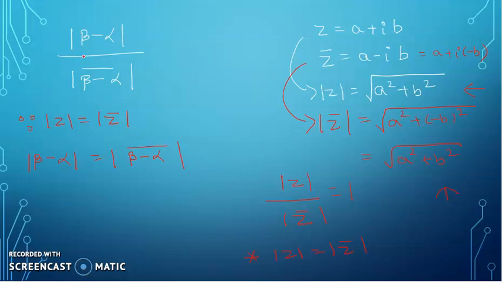Alpha and beta are complex numbers, so beta minus alpha is also another complex number, right? And the modulus of its conjugate will be the same. So this is equal to the same, and when you divide this, it will obviously be 1.